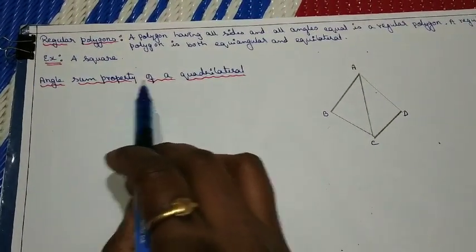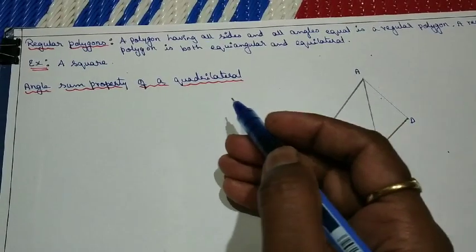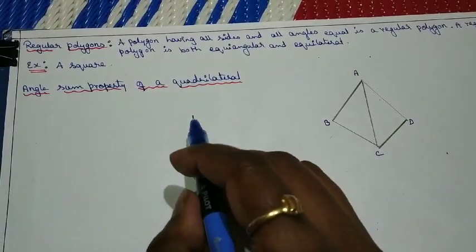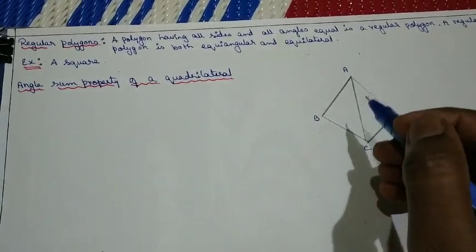Then the angle sum property of a quadrilateral. We know the angle sum property of a triangle, that is, the angle sum of a triangle is equal to 180 degrees. Then what will be the angle sum property of a quadrilateral? We need to check it.